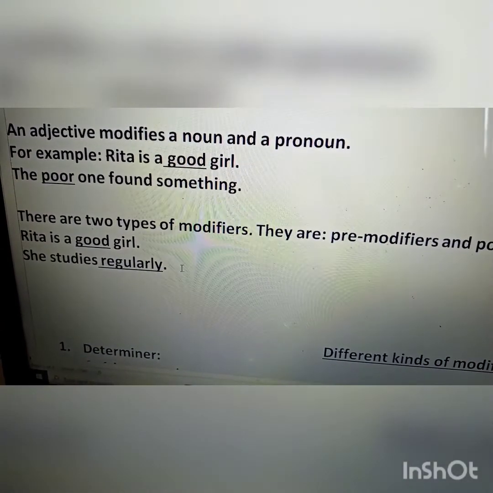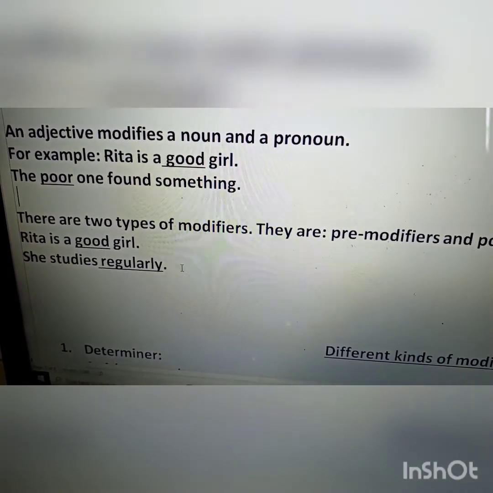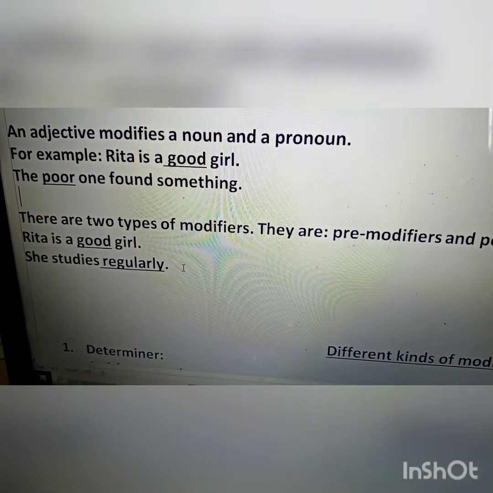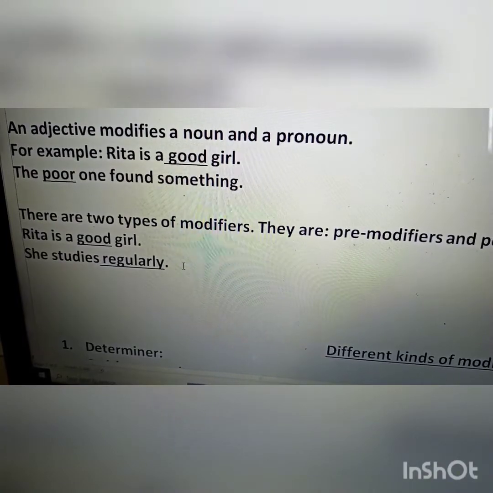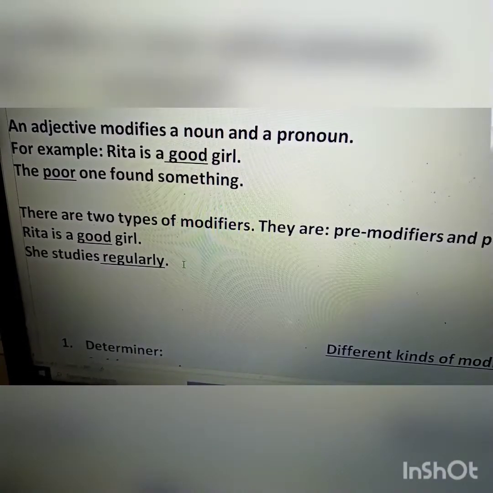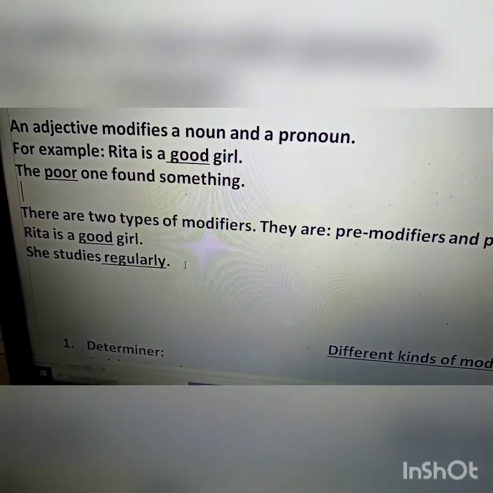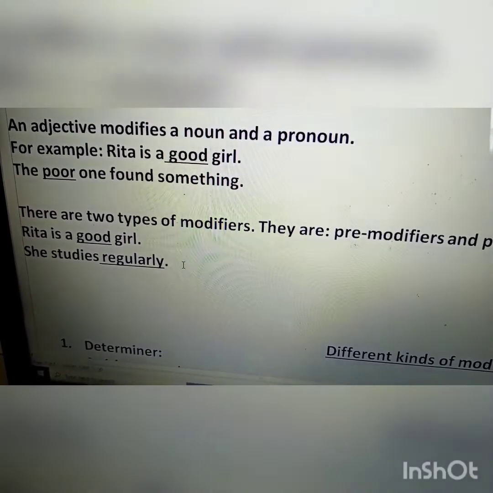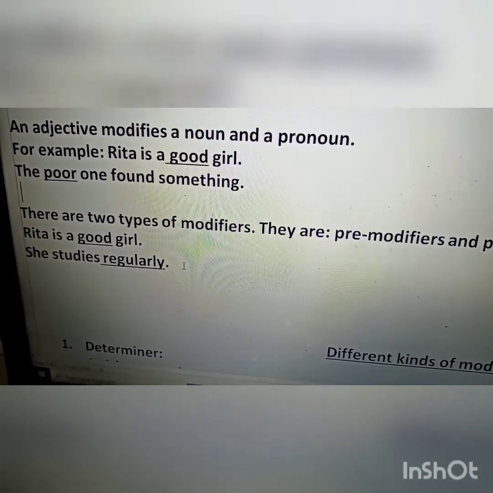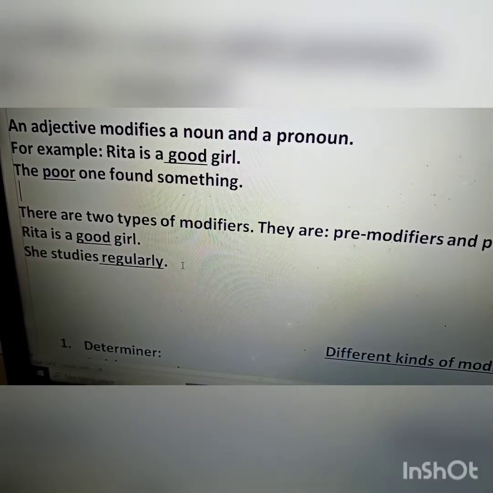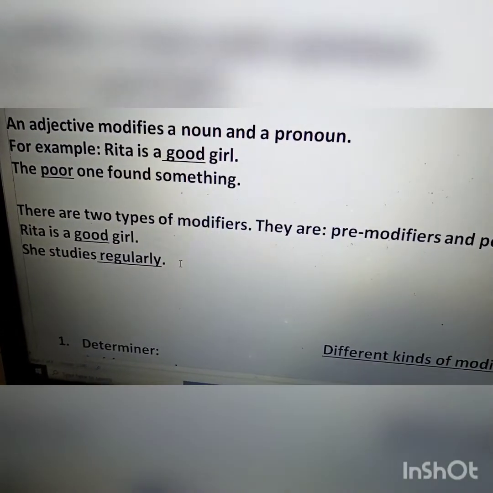Next, an adjective modifies a noun and a pronoun. From the examples, we can clarify it. Rita is a good girl. Here, girl is a noun. Before that, we have used the word good. So it is an adjective. In number two, the poor one found something. Here, the poor is an adjective which is used before one, which is a pronoun.